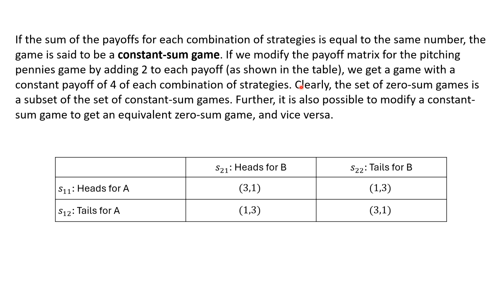And I just made a note here. Clearly, the set of zero-sum games is a subset of the set of constant sum games, because in that case, it's summing to 0. Further, it is also possible to modify a constant sum game to get an equivalent zero-sum game and vice versa. So they're basically the same. Typically, people talk about zero-sum games, knowing that if they have a constant sum game, they can rearrange the payoffs just to get it in a sort of standard format.